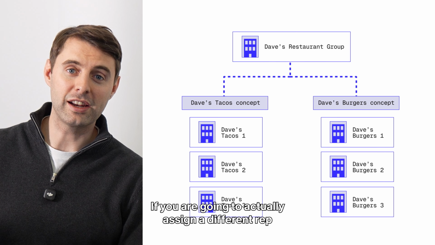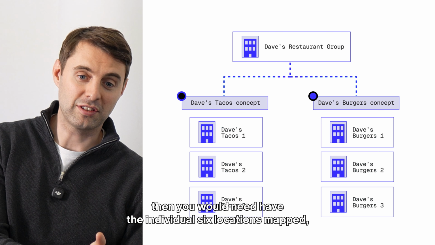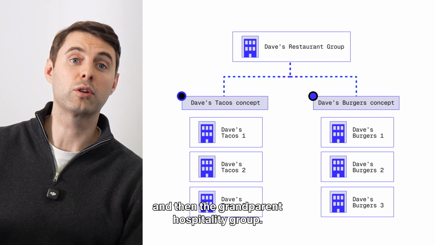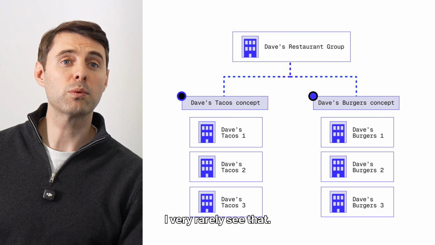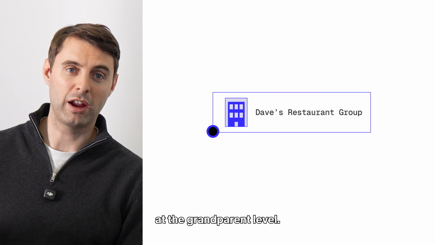If you are going to actually assign a different rep to those 2 concepts, then you would need to have the individual 6 locations mapped, the 2 different concepts that live within the hospitality group, and then the grandparent hospitality group. I very rarely see that. I almost always see customers assign out accounts at the grandparent level.